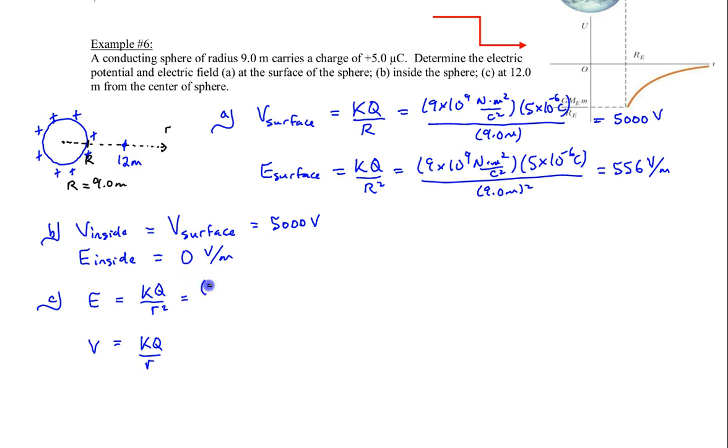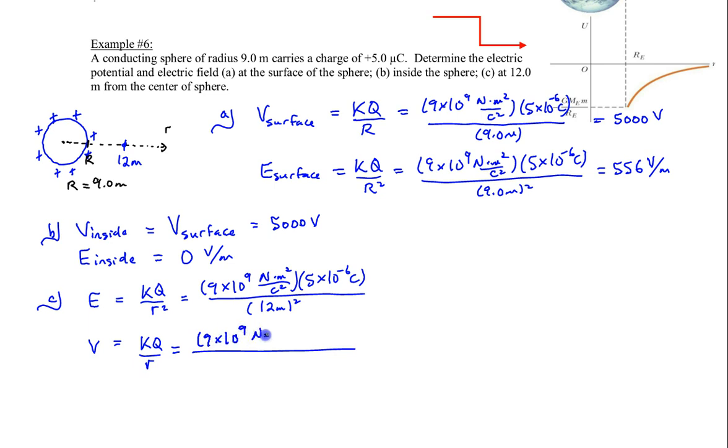So we put in K, which is 9 to the power of 9 Newton meter squared all over Coulomb squared, times Q, 5 to the power of negative 6 coulombs all over the distance of 12 meters squared. And then similarly for potential will be 9 to the power 9 Newton meters squared per Coulomb squared, times 5 to the power negative 6 coulombs divided by just 12 meters.